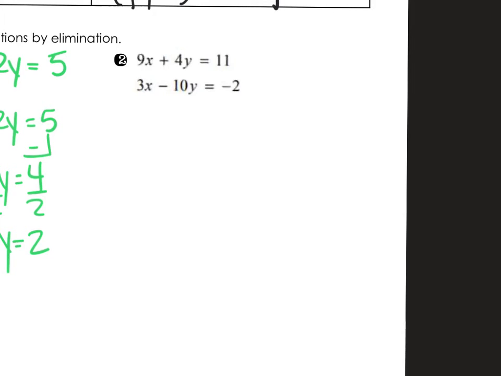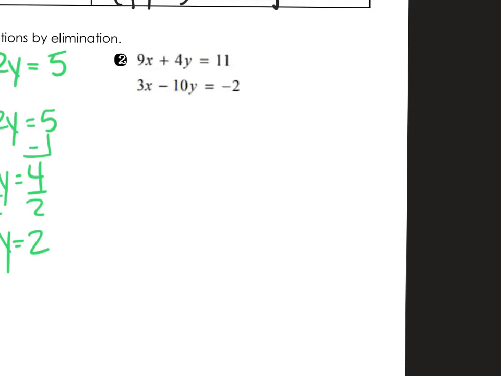Okay, so number 2 is a little bit different. Currently, 9 and 3, and 4 and negative 10, neither of those are opposites. So that means I'm going to have to do that multiply option that we talked about, I think it was step 4 up there. So I want to think, does 4 go into 10? No, so I don't want to multiply the 4. That's not the one I want to try to change. 3 does go into 9, so I want to try to make this 3x be the opposite of 9x.